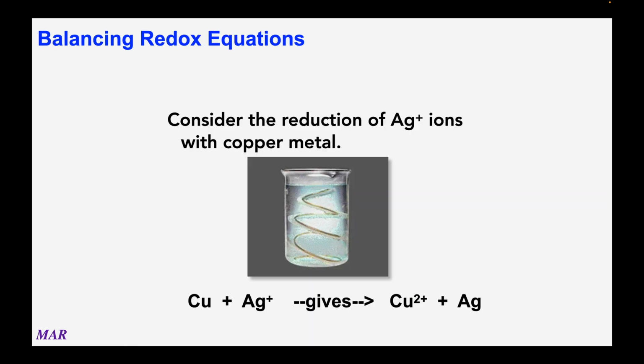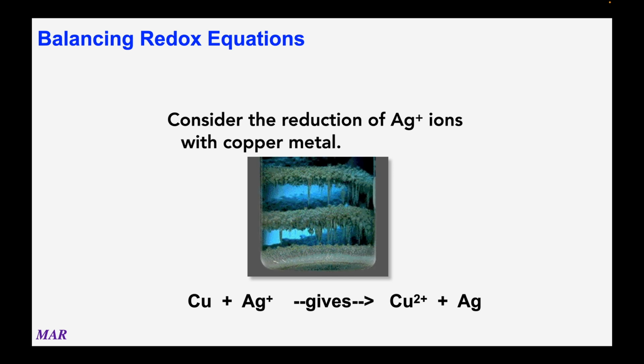Copper metal reacts spontaneously with a solution of silver nitrate. A coating of silver metal forms on the copper, while copper 2+ ions, which are blue in water, are released into the solution. This is the reaction we looked at earlier where copper metal reacts with silver ions to give copper 2+ and silver. And I'm going to use this as an example of how to balance a redox reaction.